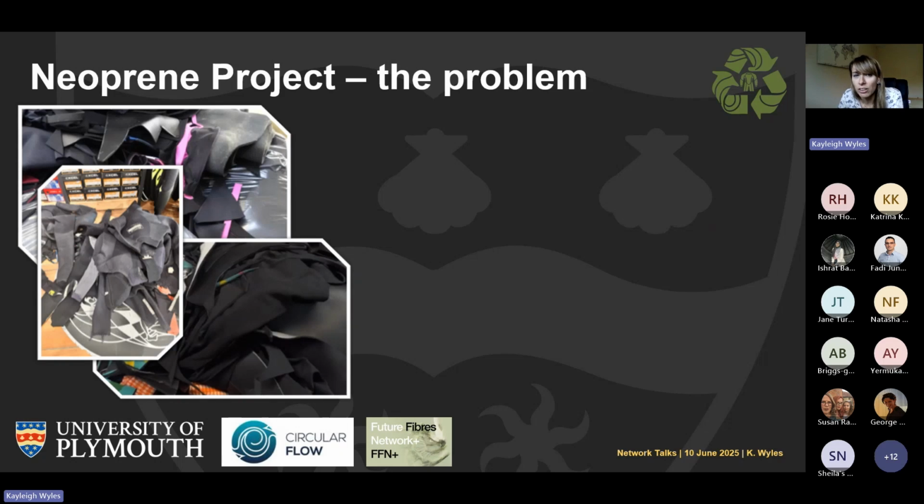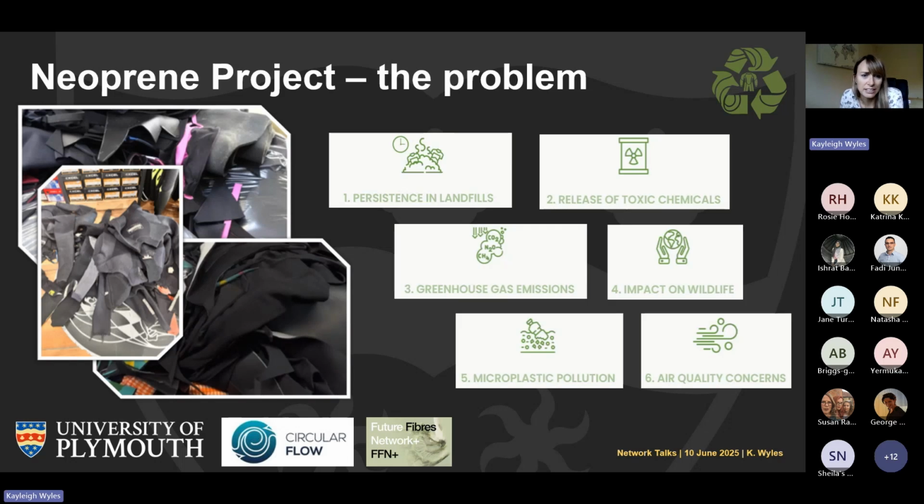So we are producing a lot of waste, very specific neoprene waste. And this has knock-on impacts. Yes, it's taking up space in terms of landfills. There's the release of chemicals, both at production, but also at the waste side of things, greenhouse gas emissions. And then, of course, that then has impacts on wildlife. There's microplastic pollution and also the air quality, especially if it's incinerated.